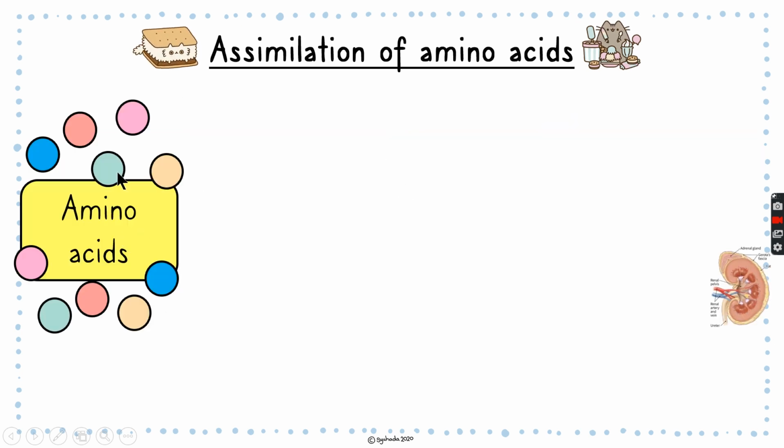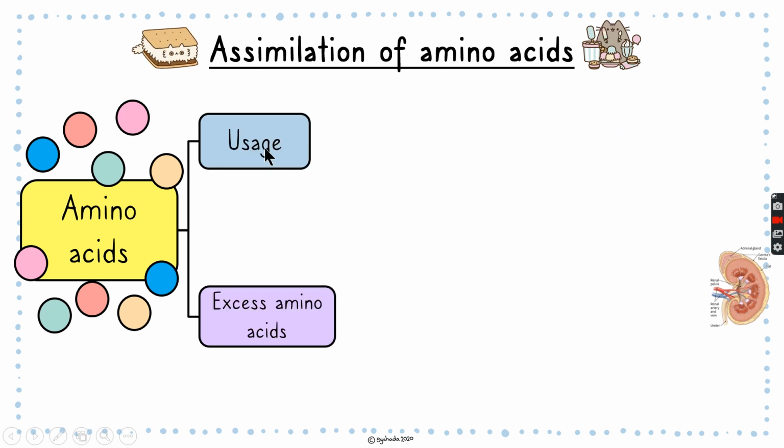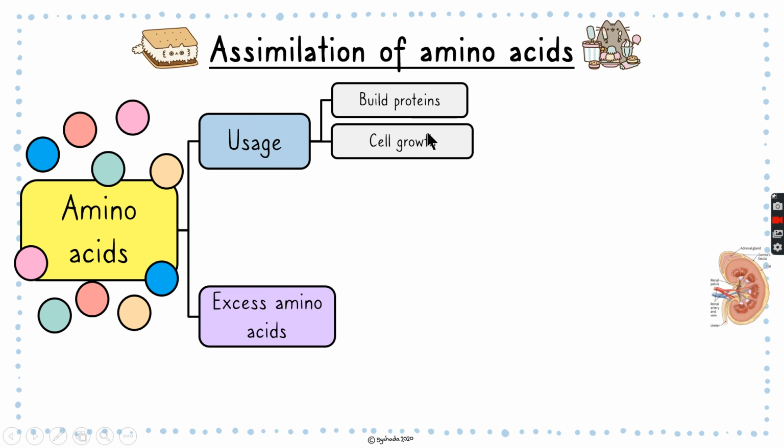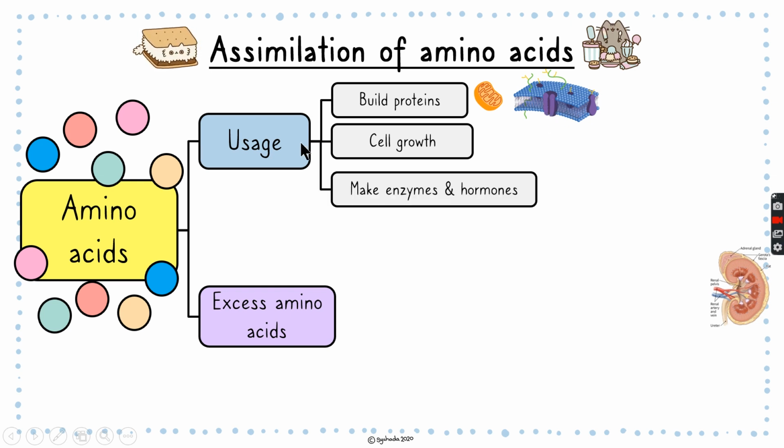Amino acids, you have quite a lot of it if you eat a lot of protein, and its uses: you can use it up or you have extra. It's used to build proteins, and it's also used for cell growth. Proteins are actually found in all parts of the cell, like the mitochondria, and even in the cell membrane, like the transport proteins in between here.